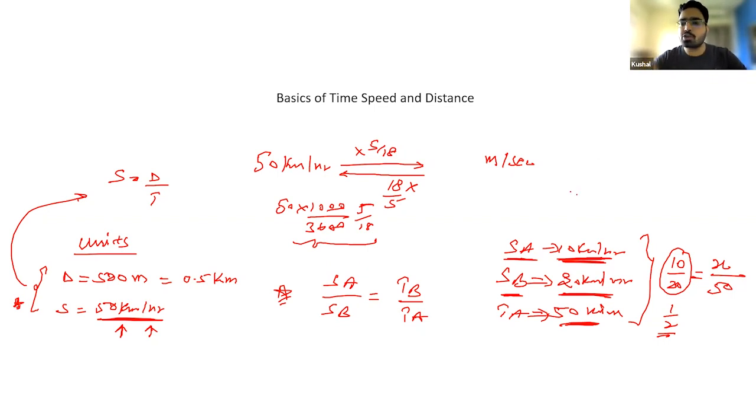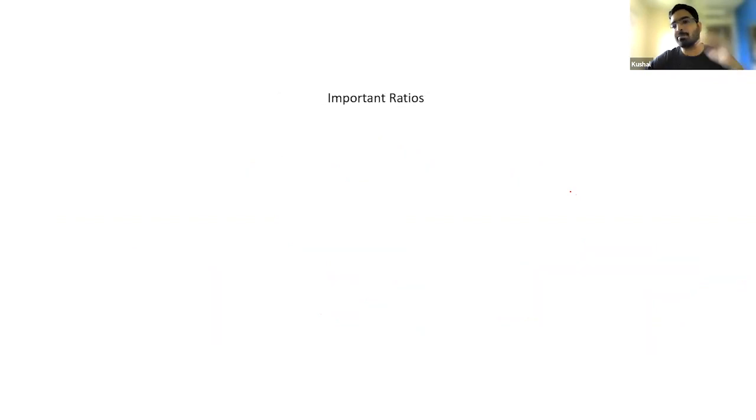Let's move on to the next concept of time, speed, and distance, which, to my mind, is a very, very important concept: the use of ratios to solve time, speed, and distance problems. And this is what I was talking about, that once we are through with this concept, we must ensure that we look at things from a slightly different perspective. Now, let me take you through this concept and then we'll talk about it.